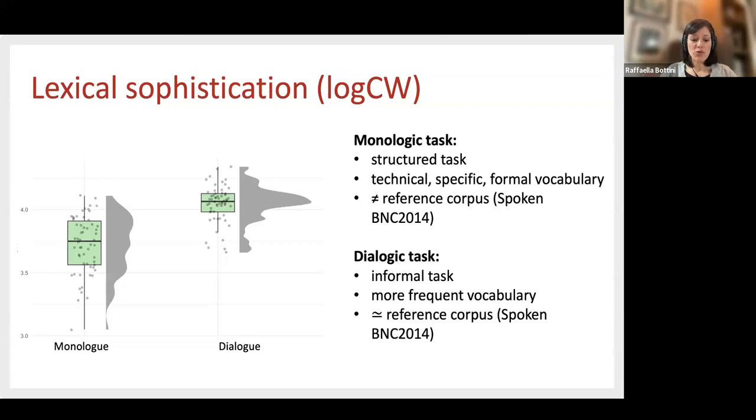So what does this mean in terms of language teaching? Well, we might want to raise our learners' awareness of differences between monologic and dialogic production in terms of the type of words that they choose. So based on register variation, we might want to help our learners acquire a wide range of vocabulary that is suitable both to informal and formal registers, pointing out that the type of vocabulary they use might vary depending on monologic and dialogic tasks. And of course, these results are based on these specific data sets, but they can be generalized to task interactivity in general.